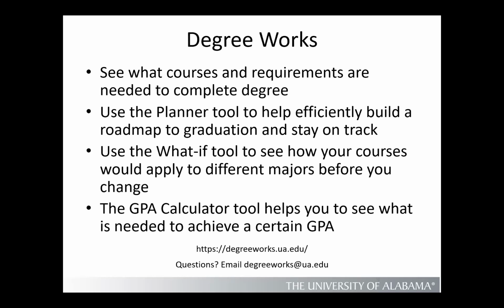But there are also certain tools within the DegreeWorks audit system that you can use to help you make your way through your time at UA. One tool that's very popular is the planner tool. What that does is it really helps you build a roadmap to graduation and stay on track. You can do this on your own before your advising time, or you can go through this with your advisor. Each college does it differently, but you can map out what you're going to take each term so that you can see if you are on track to graduate. And I think it really helps students stay on track.